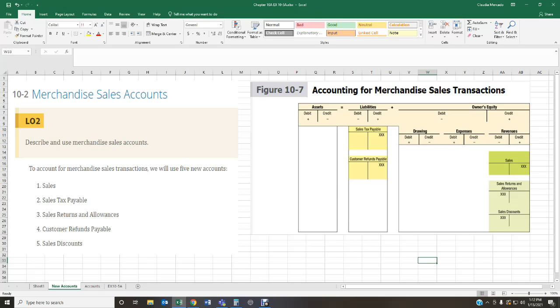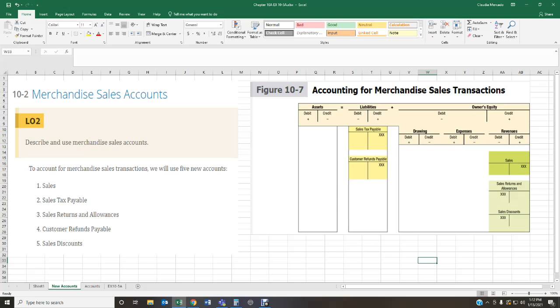Okay, we are going to be dealing with a merchandising company. Basically, a merchandising business purchases merchandise such as clothing, furniture, or computers, or anything else, furniture, cars, anything. And they sell that merchandise to customers.